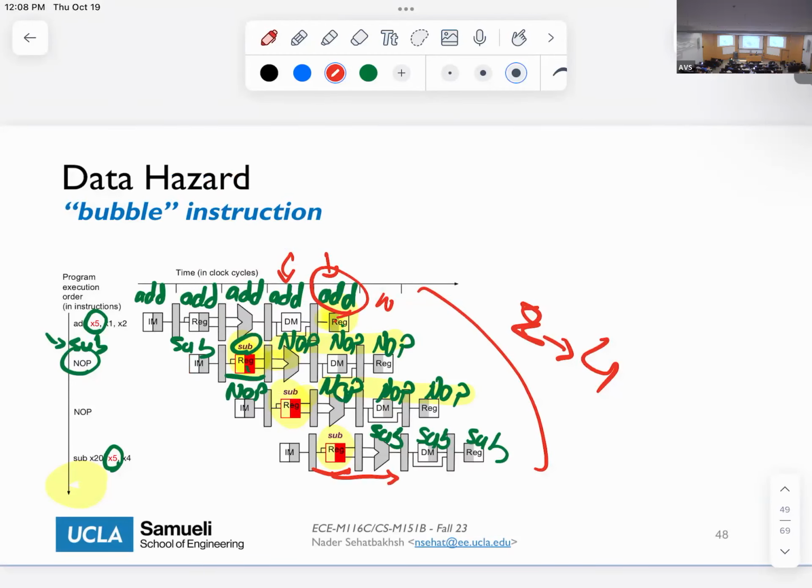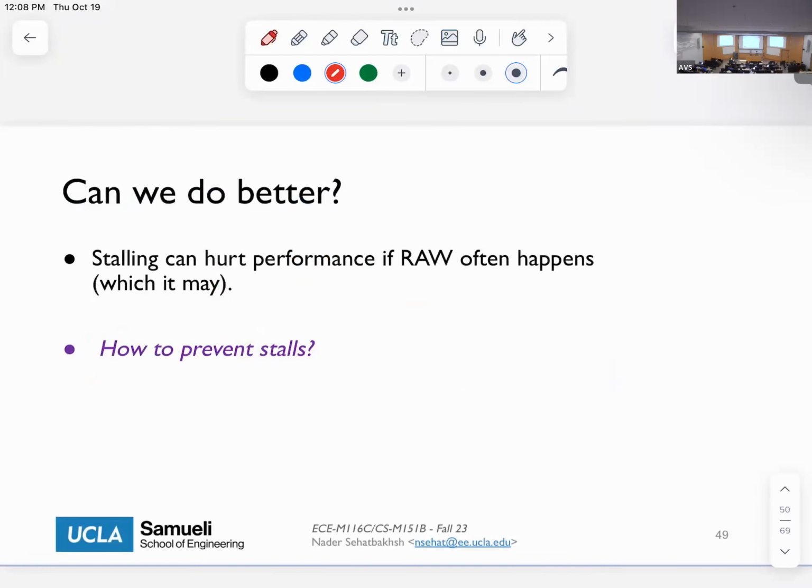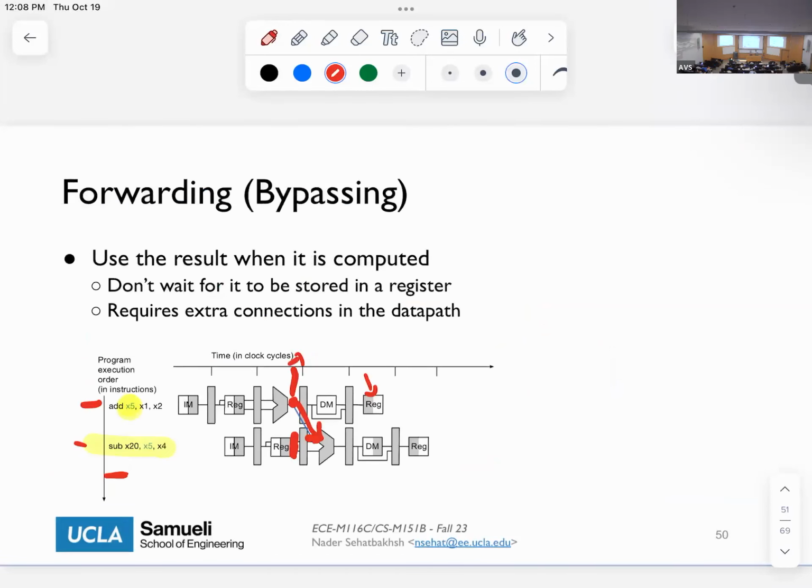So this is kind of like that's description. And then we came with this idea that, okay, is there any other solution that could do better than just inserting bubbles? In other words, if I want to really prevent the stalls from happening, is there anything that I can do? And then that comes the idea of forwarding, okay?